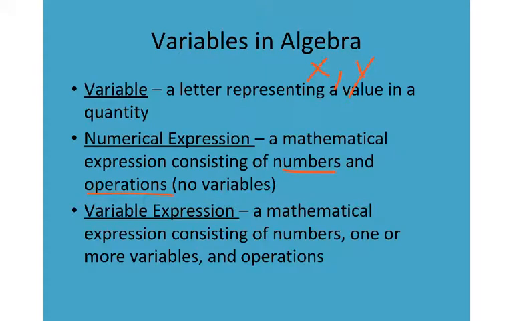A variable expression is a mathematical expression consisting of numbers, one or more variables, and operations. So, if you look at those two definitions, numerical expressions and variable expressions are very similar. They're both mathematical expressions, and they both have numbers and operations. But a variable expression has variables in it, where a numerical expression does not.